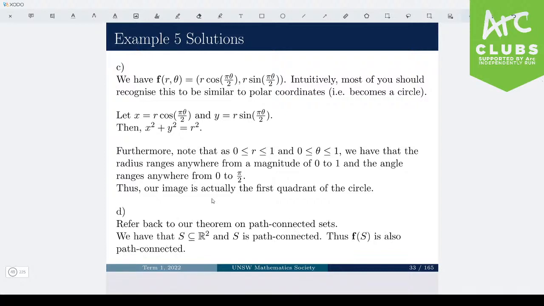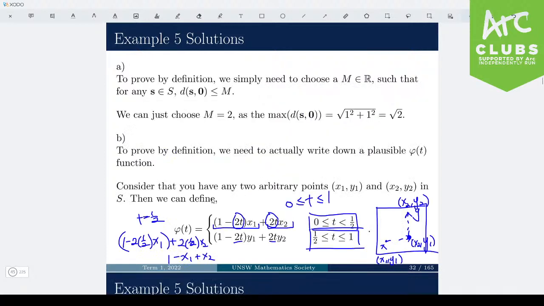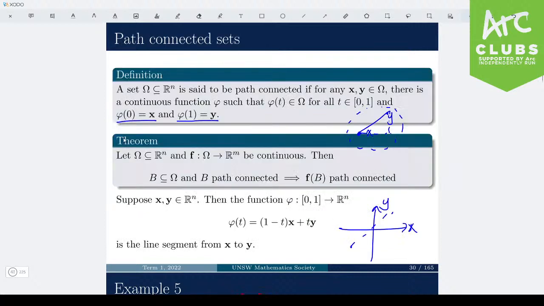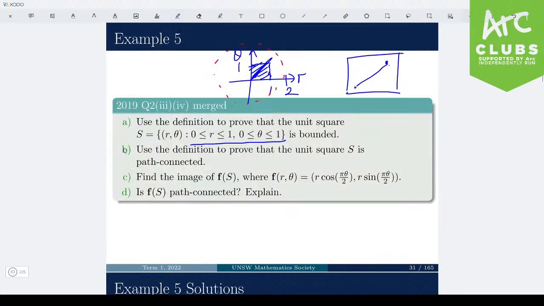And finally, for part D, is F(S) path connected? Explain. We can just refer back to this theorem here, right? We had proven that S is path connected, and furthermore, S lies within our omega. In this case, it would just be R squared.